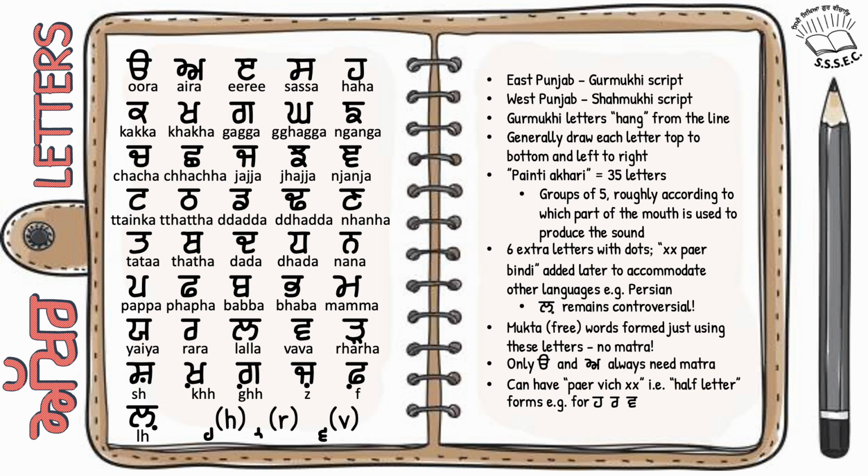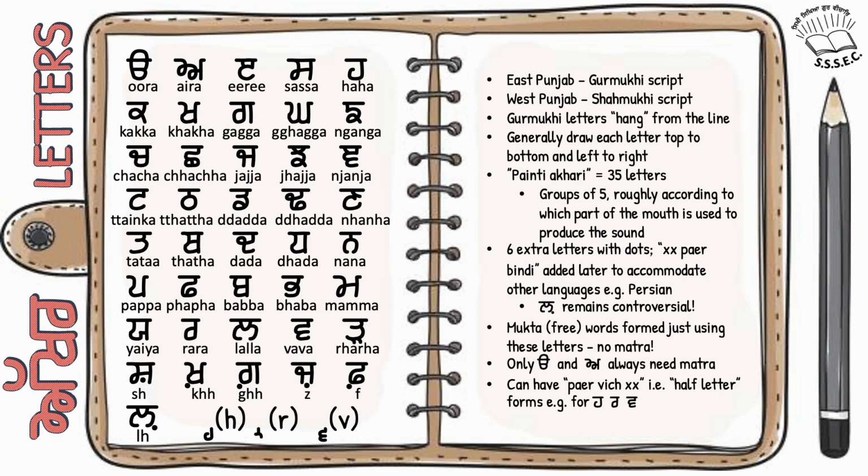So Gurmukhi is mainly used in the Indian or east side of Punjab, and Shamukhi is mainly used in the western side of Punjab, which is in Pakistan. Gurmukhi literally means from the mouth of the Guru, and Shamukhi literally means from the mouth of the Shah or the king.